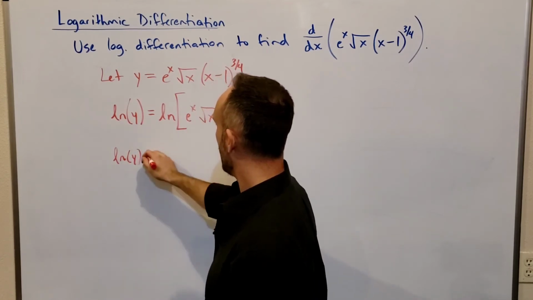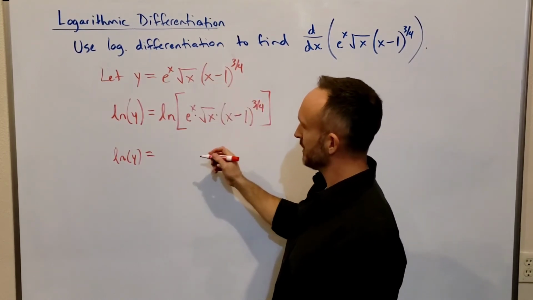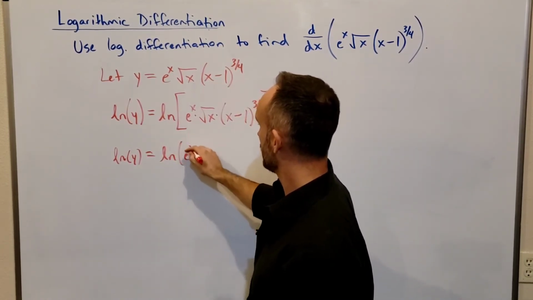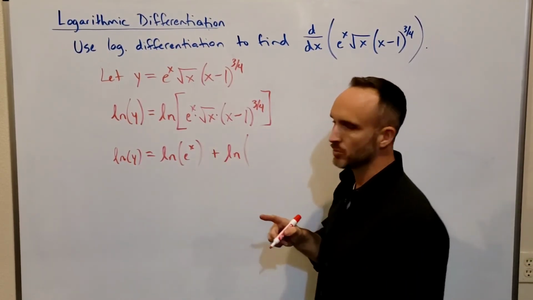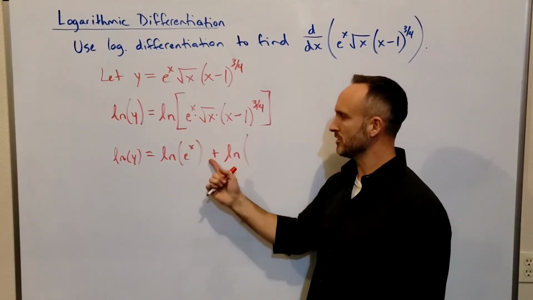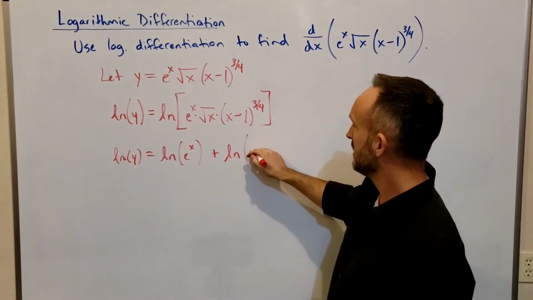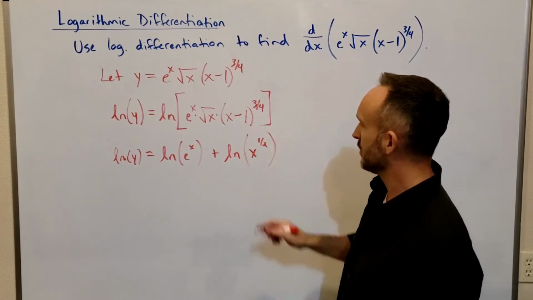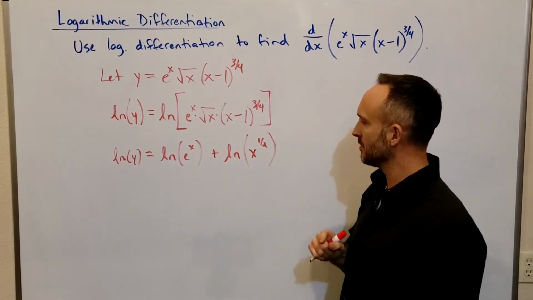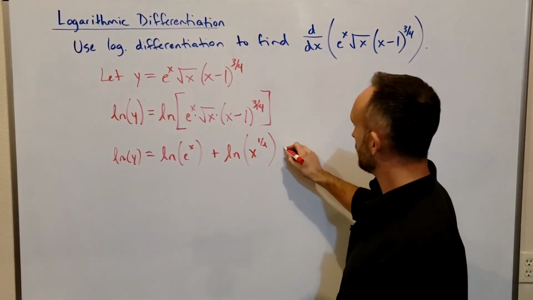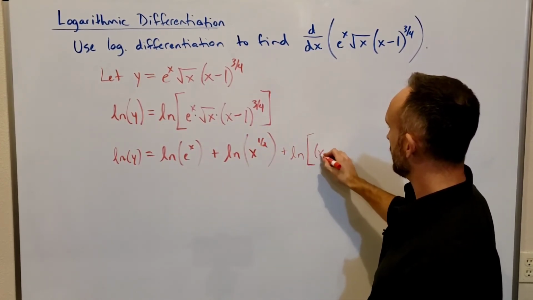So we've got the natural log of y equals, and I've got a product of 3 factors here. So I can split this into a natural log of the first factor, e to the x, plus a natural log of the second factor, the square root of x. Remember, multiplication turns into addition when you're expanding logarithms. Furthermore, the square root of x is better thought of as x to the 1/2 when dealing with logarithm laws, because logarithm laws tell us what to do with this exponent. So the square root of x is the same thing as x to the 1/2. And then I've got plus the natural log of my last factor, x minus 1 to the 3/4 power.